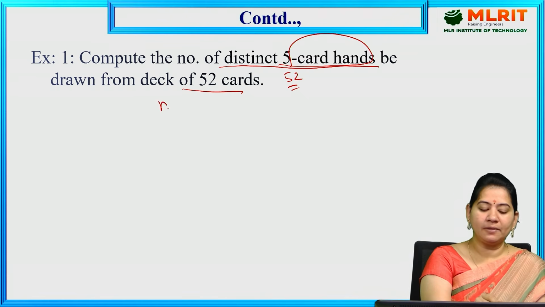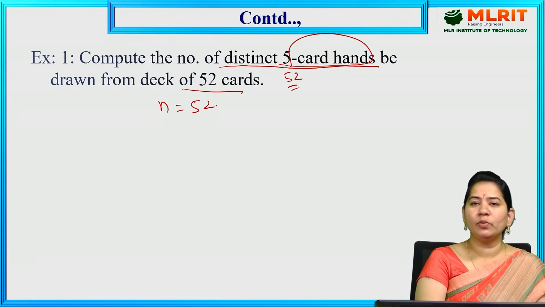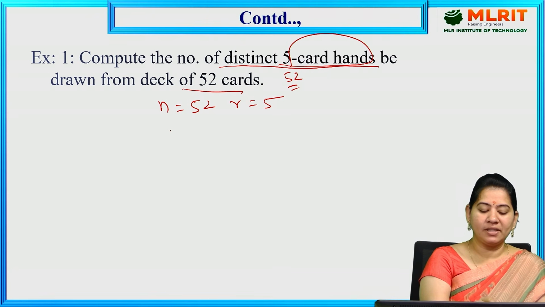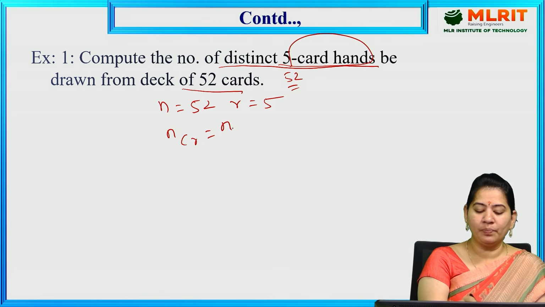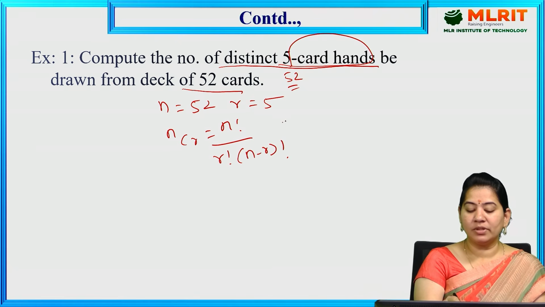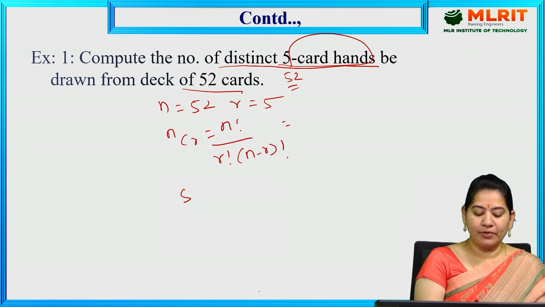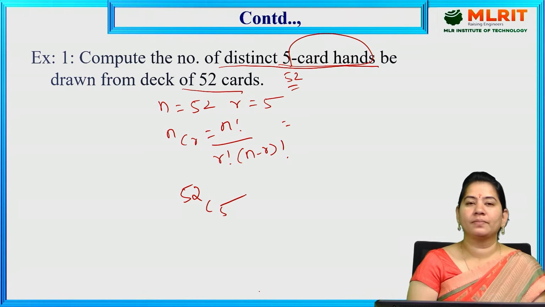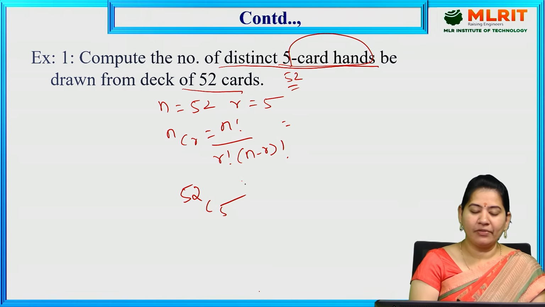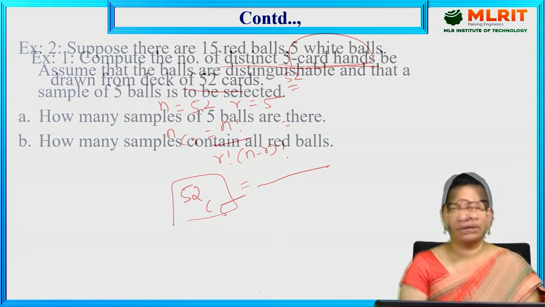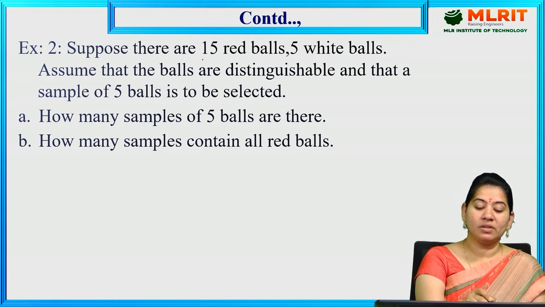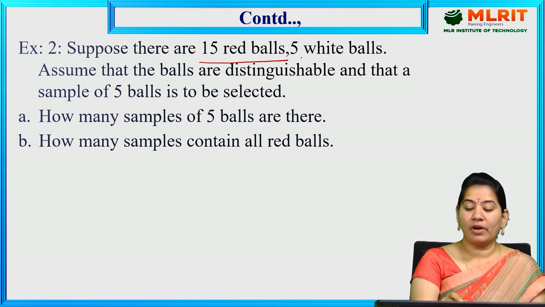Then obviously here n is equal to 52 and r is equal to 5, how many cards you are going to pick. And the formula we know that nCr is equal to n factorial by r factorial into (n minus r) factorial. So you will get 52C5. Okay, so if you have a calculator, you can solve it here and write the answer, or otherwise even if you write it like this, that is enough here. Now second question here. Suppose there are 15 red balls, 5 white balls here.